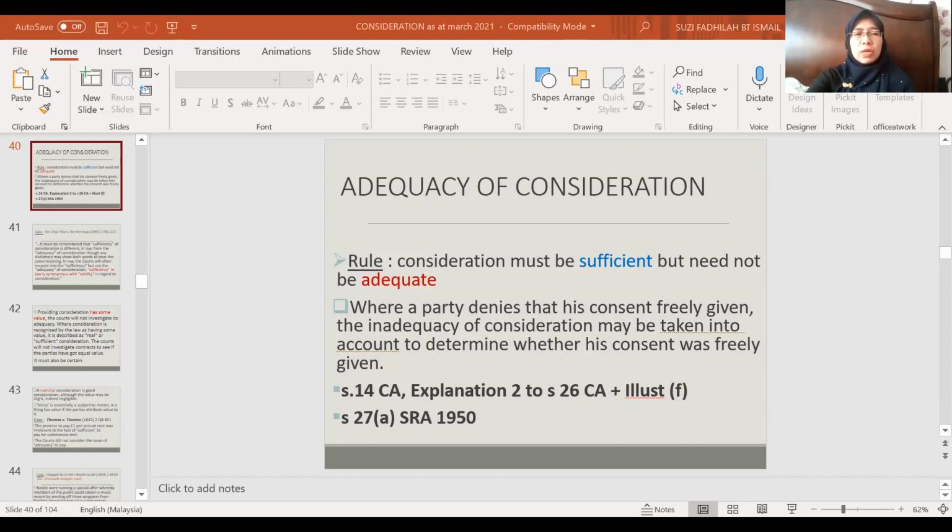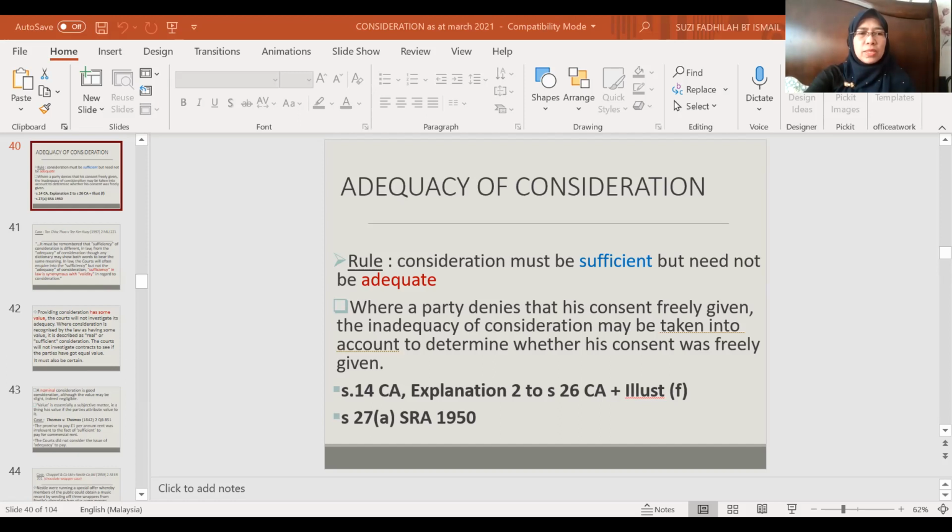Here it talks about consent being said to be free when it is not caused by coercion, undue influence, fraud, misrepresentation or mistake. And the explanation provides that consent is said to be so caused when it would not have been given but for the existence of such coercion, undue influence, fraud, misrepresentation, or mistake. So it talks about the elements of free consent, which is a requirement under the Contracts Act for a contract to be considered valid.